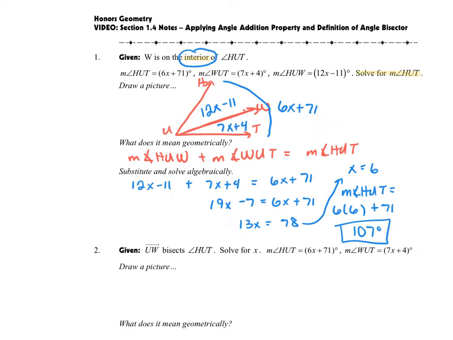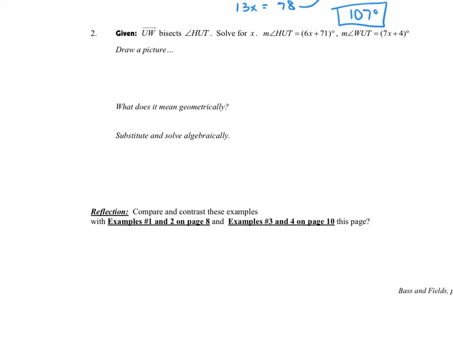Now, let's take a look at our next example. When we read it, we get that ray UW bisects angle, and you'll note that I actually highlighted the symbol there, angle HUT. This time it only asks us to solve for x, so we're going to be able to stop a little sooner. Now when we draw our picture, we're still going to start with drawing the big angle first.